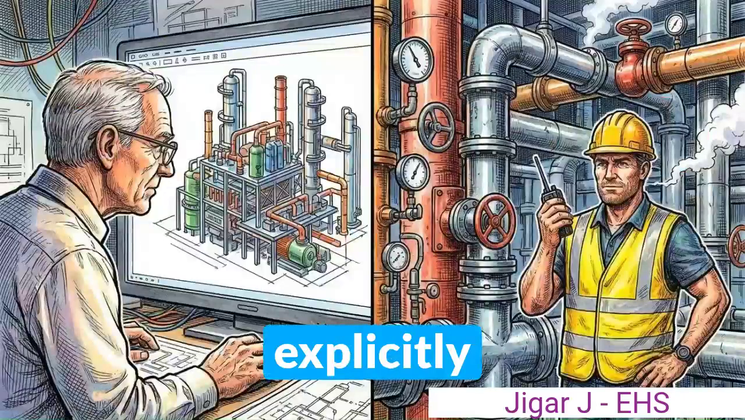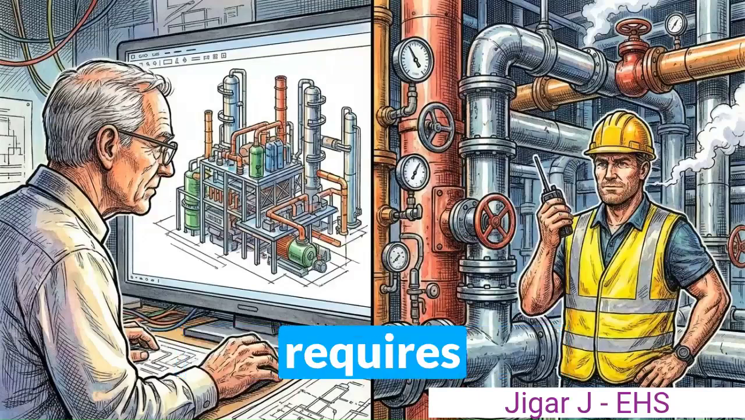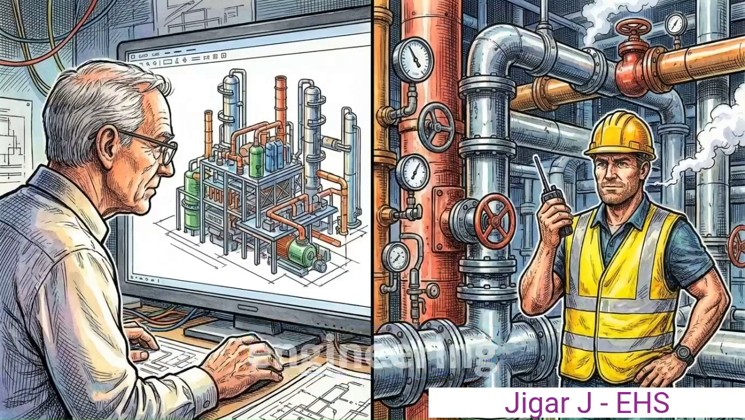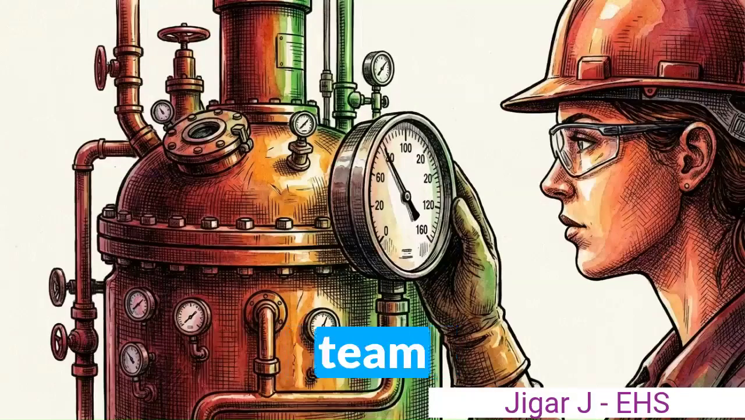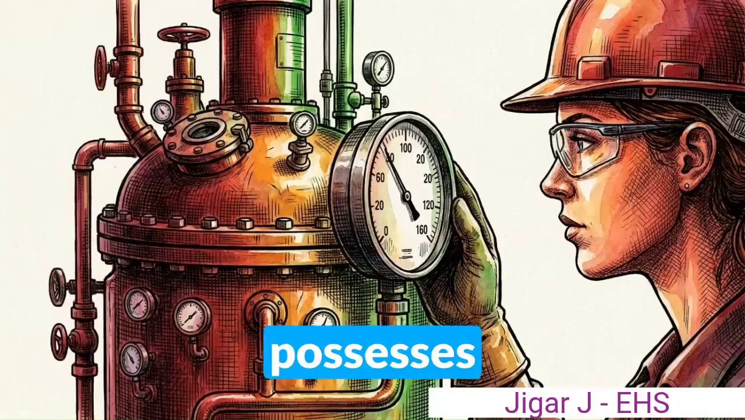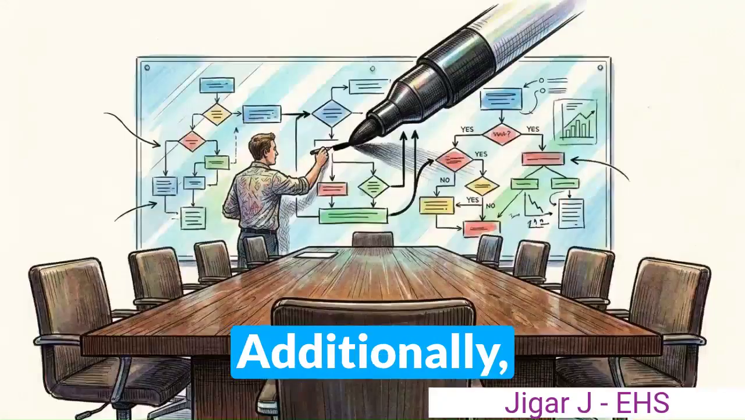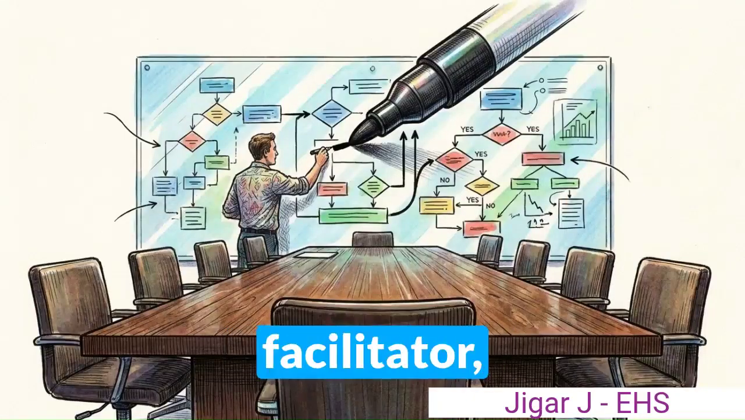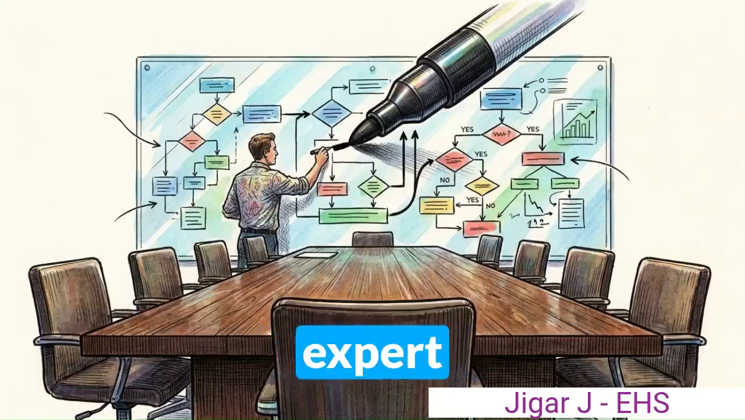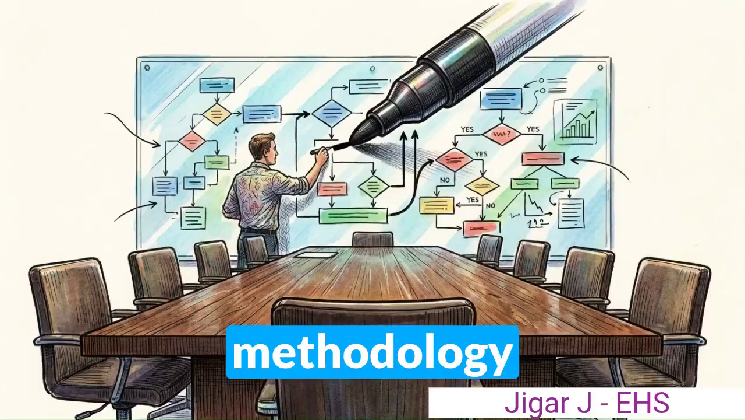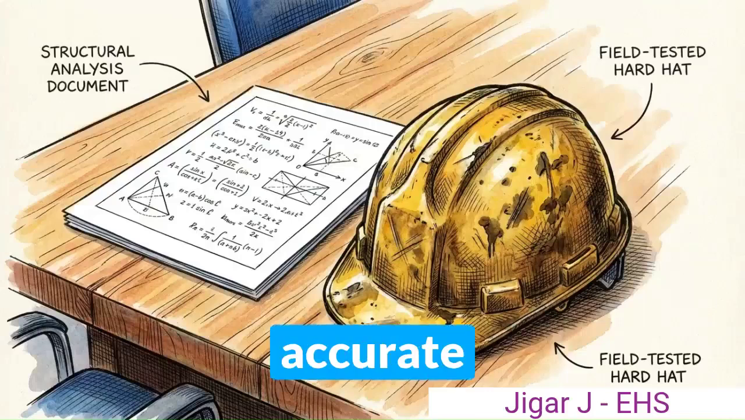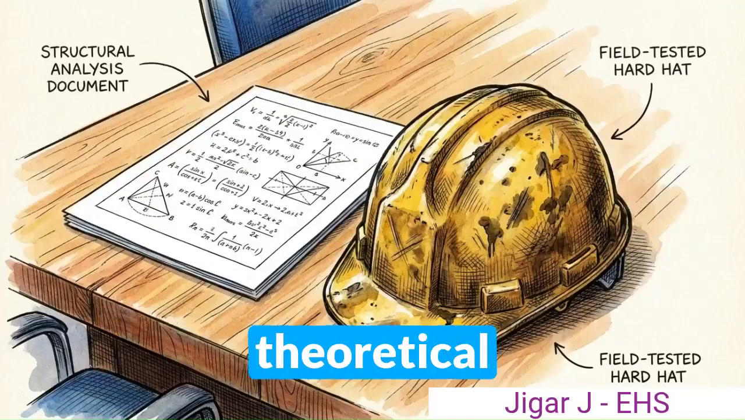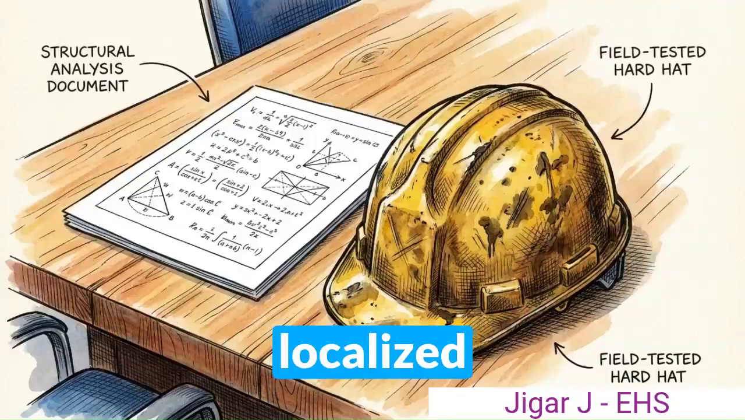The group must be explicitly multidisciplinary. It requires members with deep expertise in theoretical engineering combined with those who handle daily process operations. Legally, the team must include at least one employee who possesses localized knowledge of the exact chemical process currently being evaluated. Additionally, one member must serve as the facilitator, acting as the resident expert in the specific PHA methodology being utilized. The most accurate engineering data is useless unless interpreted by a team holding both theoretical expertise and localized, hands-on operational reality.